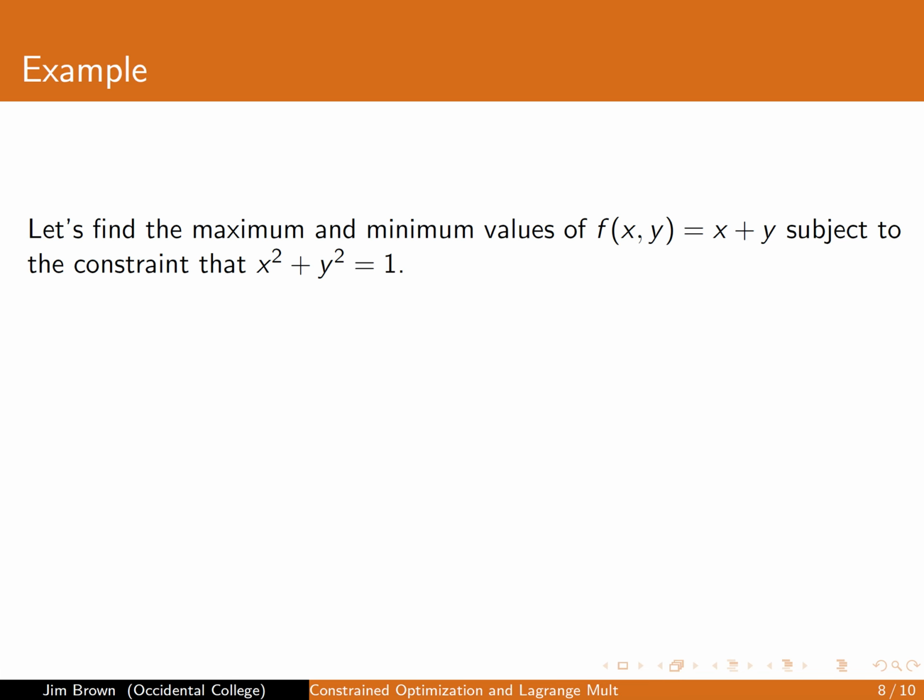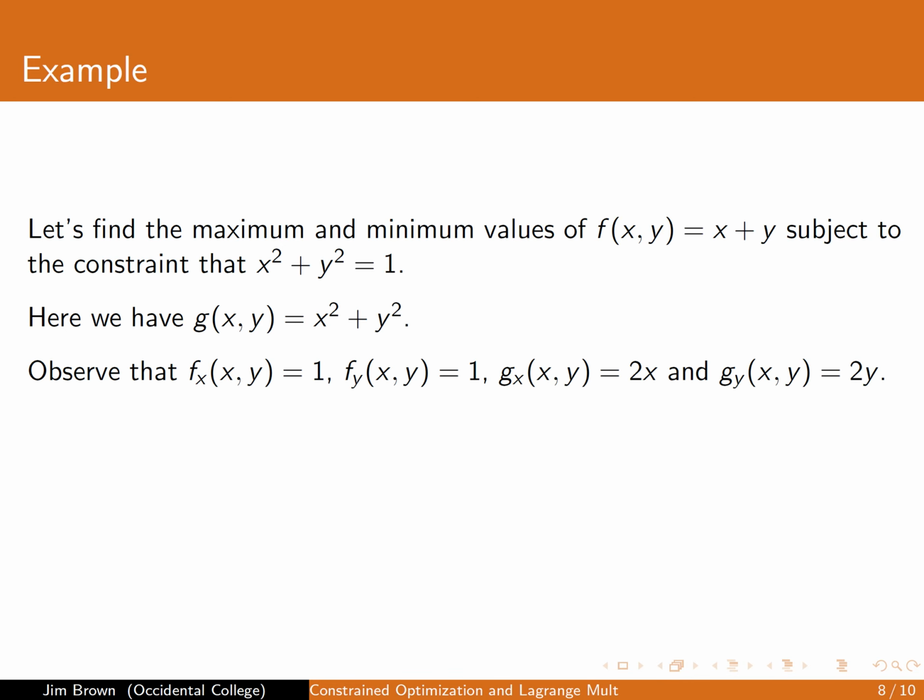So let's consider one example for this video, and obviously a lot more examples in the actual lecture. So let's find the maximum and minimum values of the function f(x,y) equals x plus y, but we're going to constrain our x and y's to be on the unit circle. So they have to satisfy x squared plus y squared equals 1. So this is a fairly simple example. So here our constraint function is g(x,y) equal to x squared plus y squared, and then our value c would be 1.